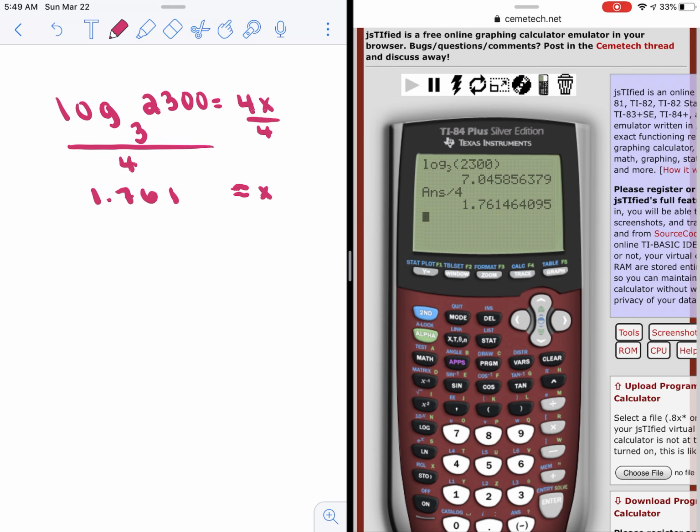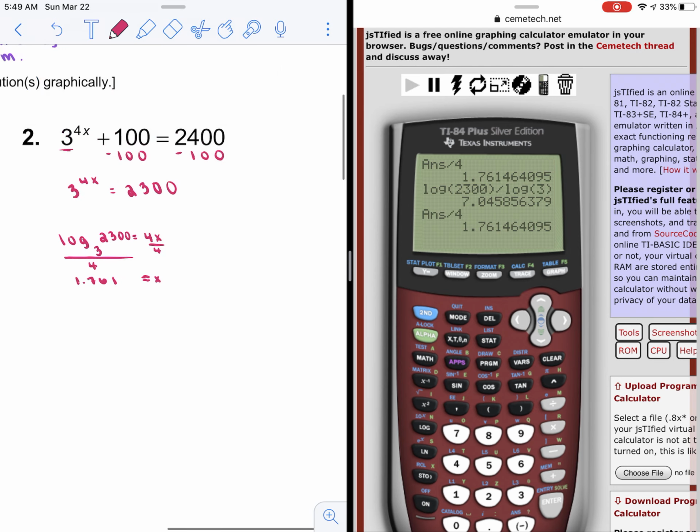The second option, if you don't have that log base button, is you could just do the log of 2300 divided by the log of 3, and then hit enter, and then divide that quantity by 4, and you get that same answer.